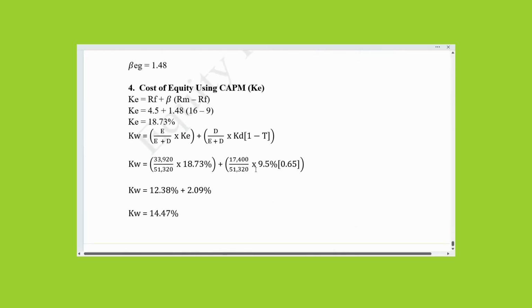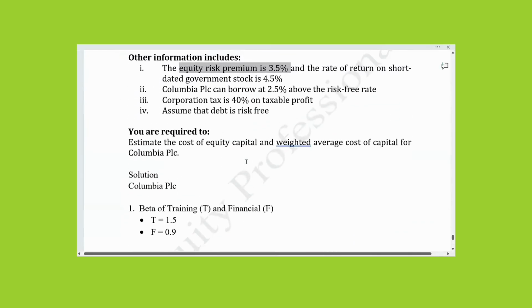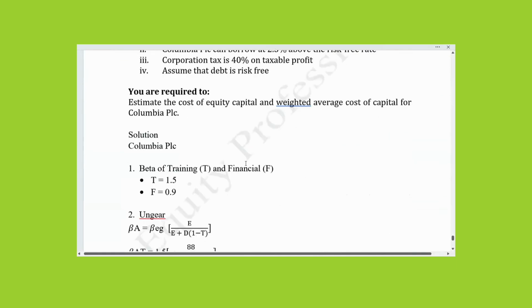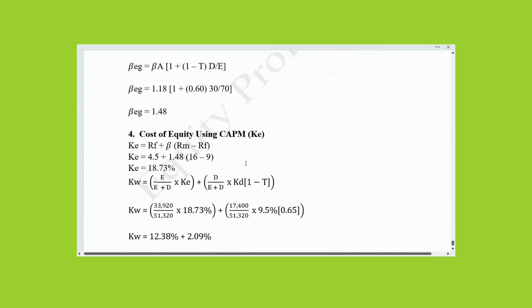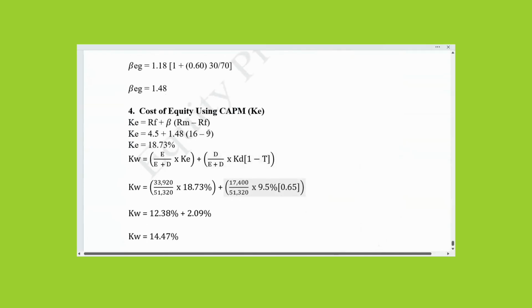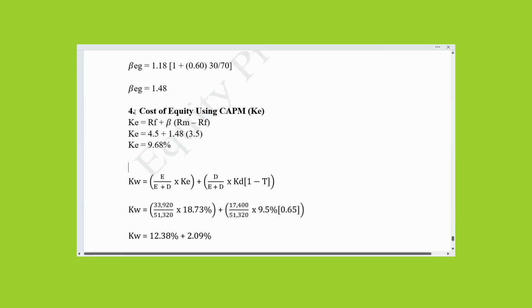Let me check. The risk premium is 3.5. So there's no market return; here it is 3.5, the difference between market return and the risk-free rate of return. Final answer: 4.5 plus 1.48 times 3.5 gives 9.68%. So that is that. That's step number 6.